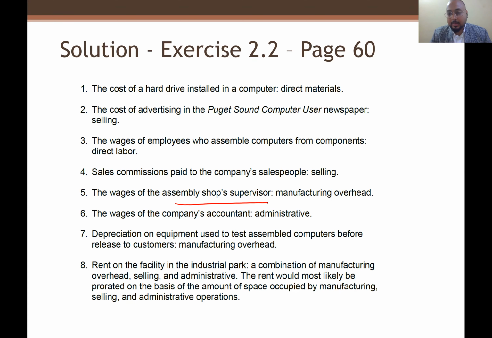Depreciation on equipment. Which kind of equipment? Used to test assembled computers before releasing to customers. So you are testing this inside the factory. So all those assembled computers, their depreciation belongs to manufacturing overhead. Otherwise, it belongs to administrative overhead, right? If those computers are used by administrative people, then it would be a non-manufacturing cost.